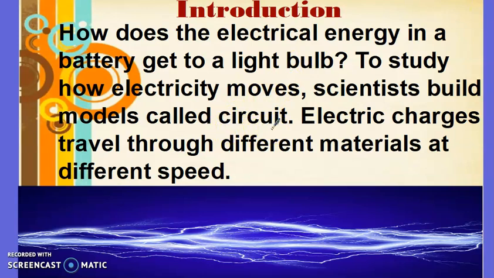So what is a circuit? When you say circuit, it is a loop or a path where electric charges flow. So that is a pathway where electric charges flow. It's like a road where a car will pass so that they can go to their destination. In electricity, there is also what we call an electric circuit where electric charges flow or travel.